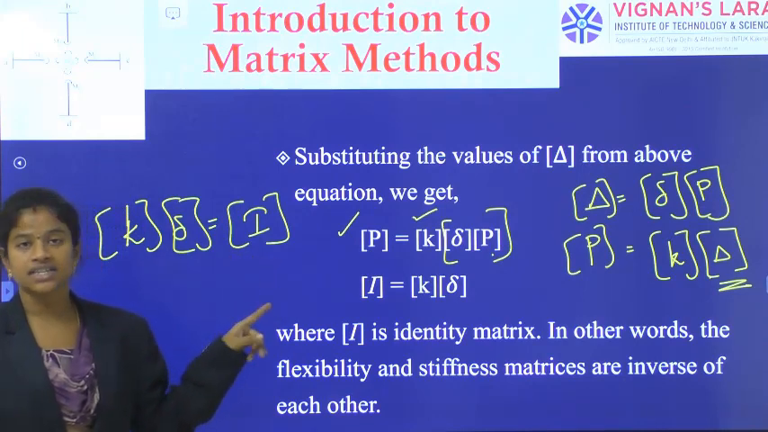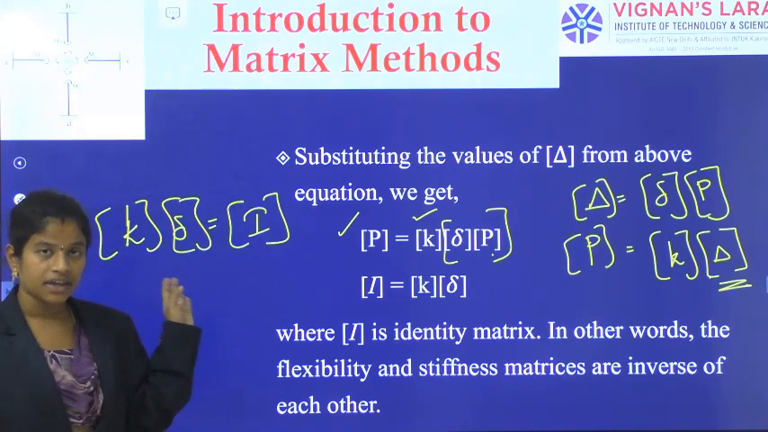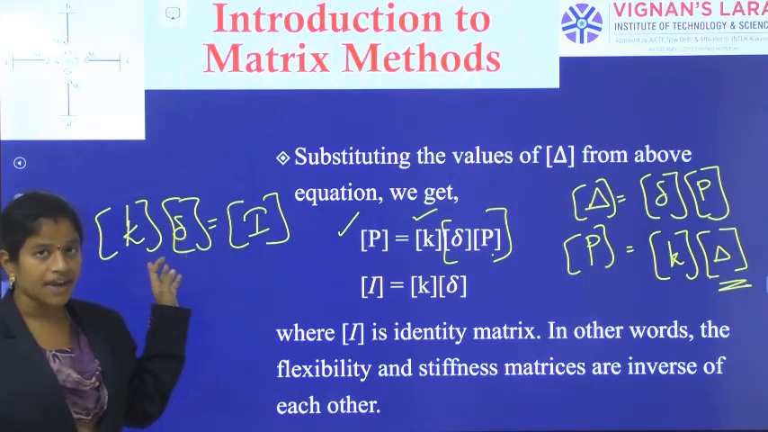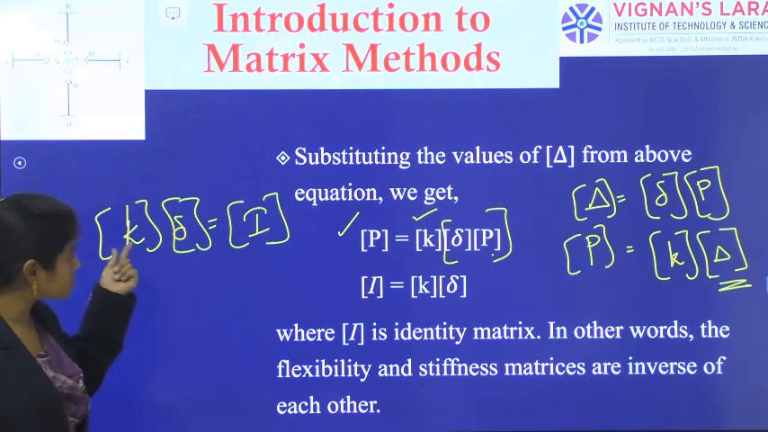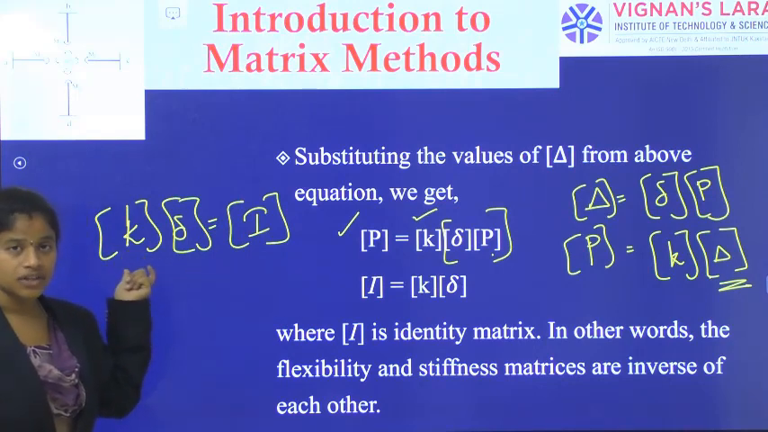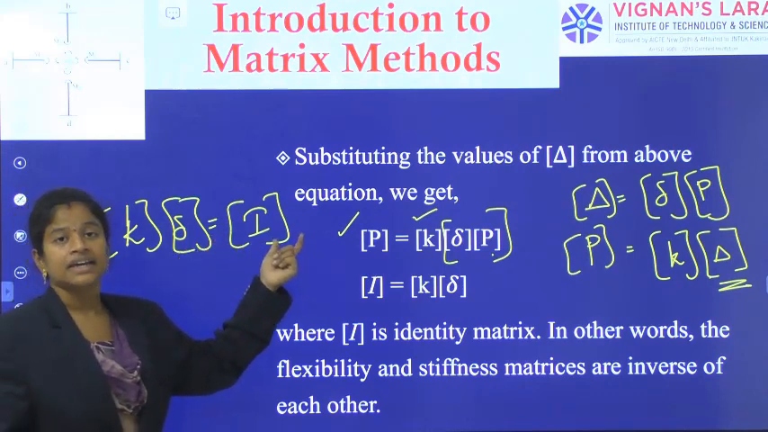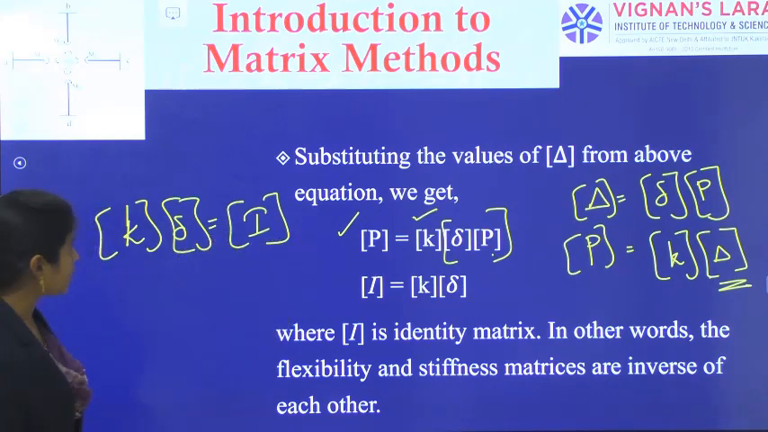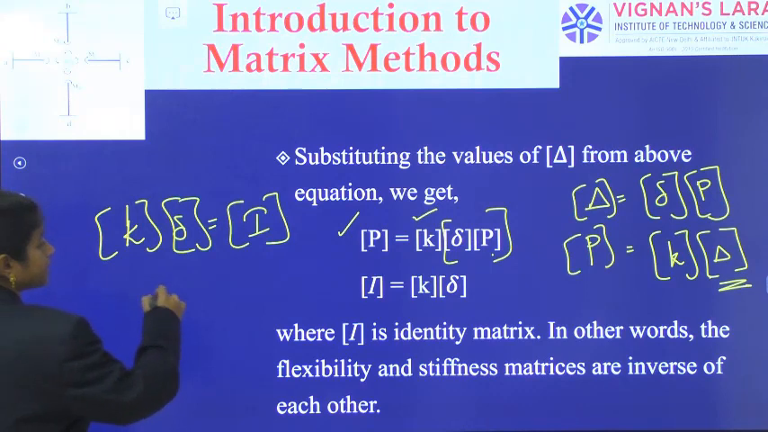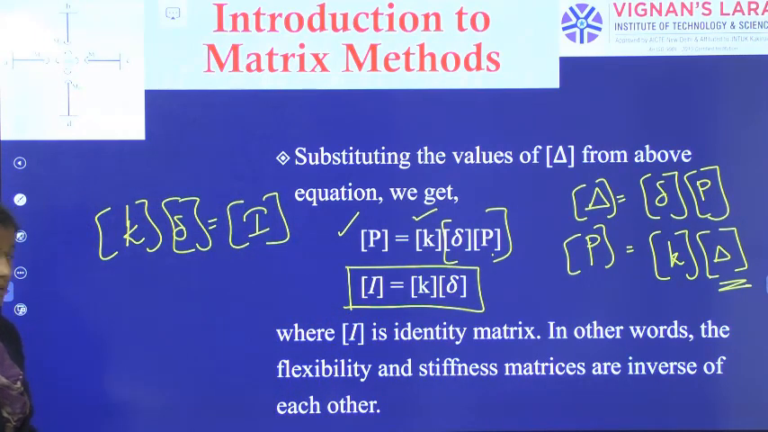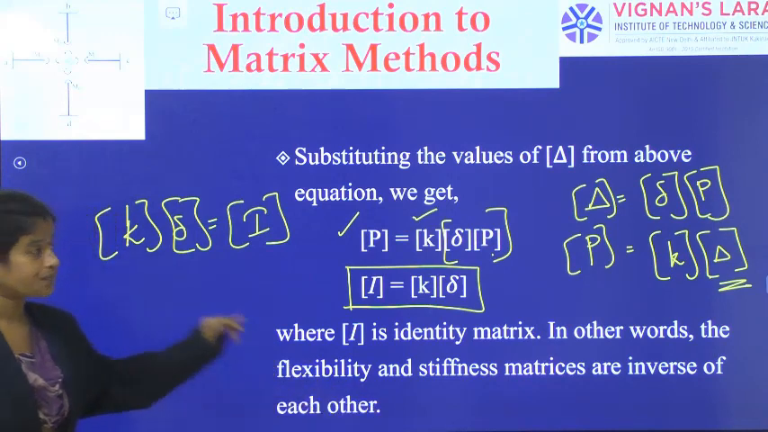A into A inverse is equal to I. Right? Why? Because A and A inverse are completely inverse matrices. That's why A into A inverse is equal to I will come here also. K and delta. So, the stiffness matrix and the flexibility matrix are completely inverse in relation. Okay. So, this is the final relation between flexibility matrix and the stiffness matrix, and you should have to write this wording also.